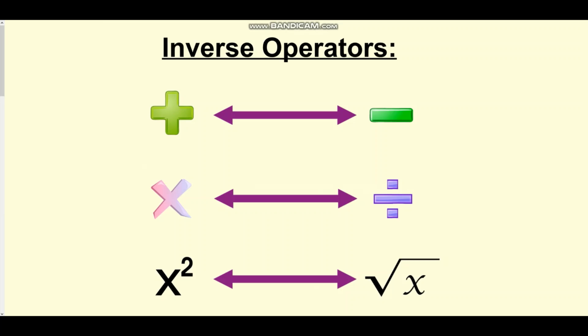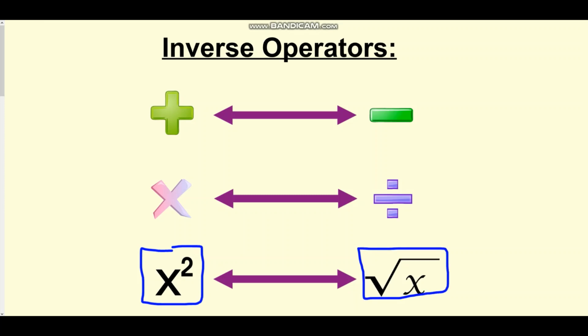Today we're going to start with inverse operators. You all know that plus and minus are opposite one another. If you add a number onto another number and then take the same number away, you get back to what you originally started with. Same if you multiply a number by something and then divide by that same something, you get the original number. Some that you might be a little more rusty on: the squared sign has an opposite, which is the square root.